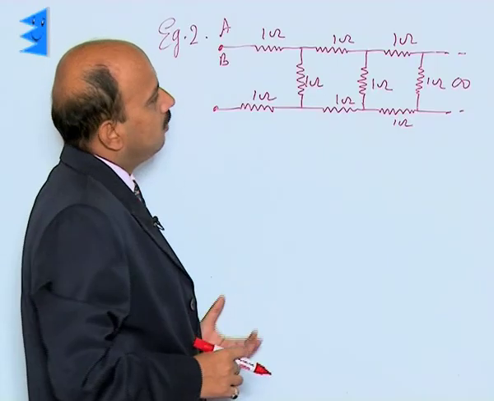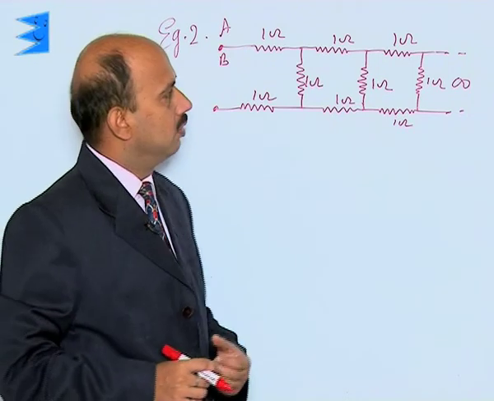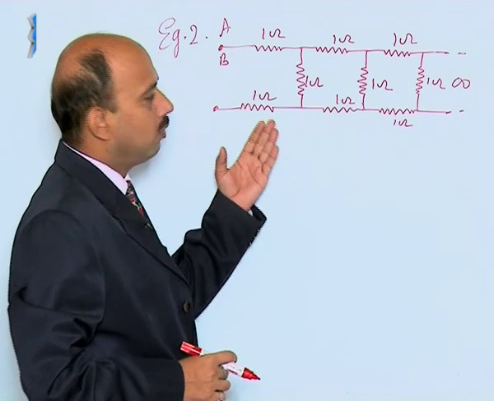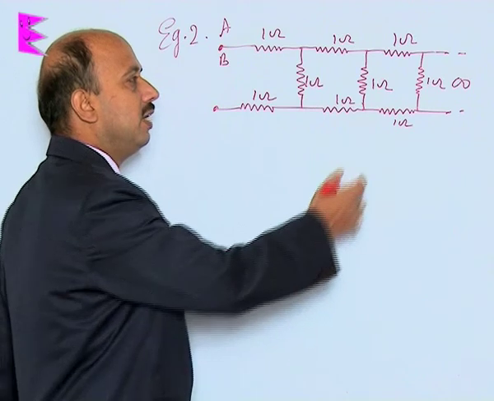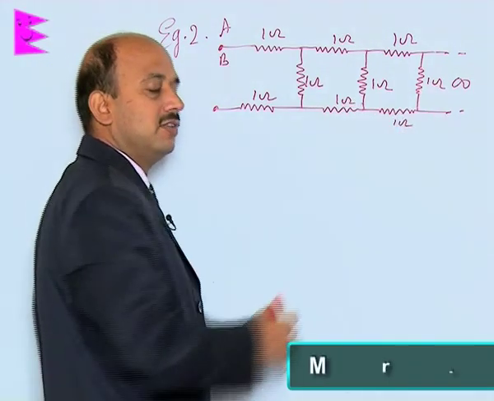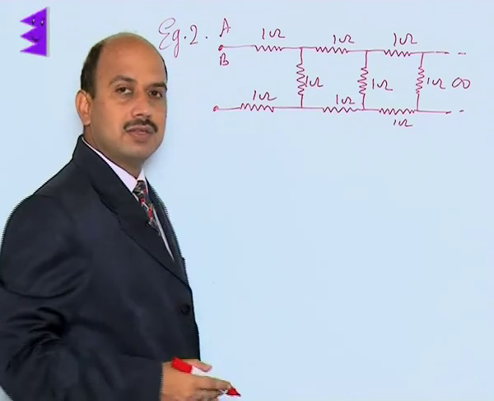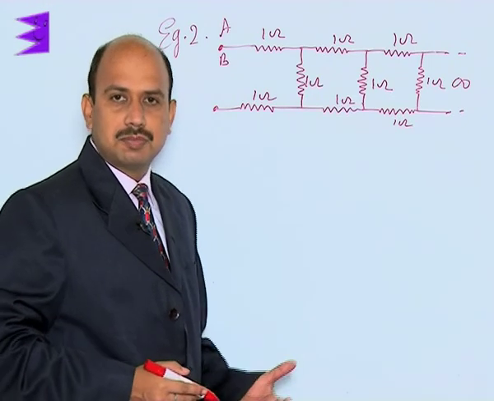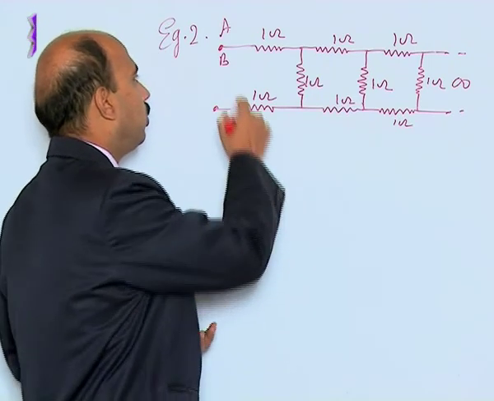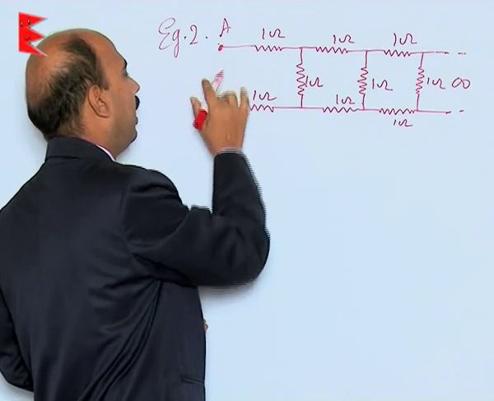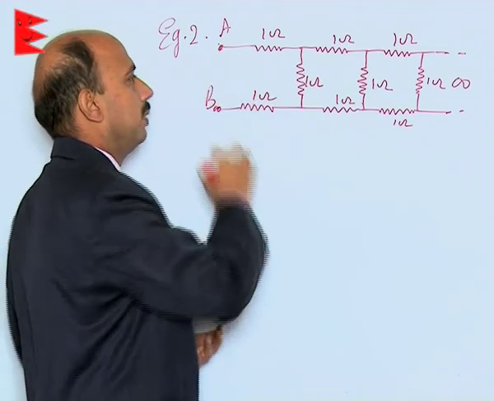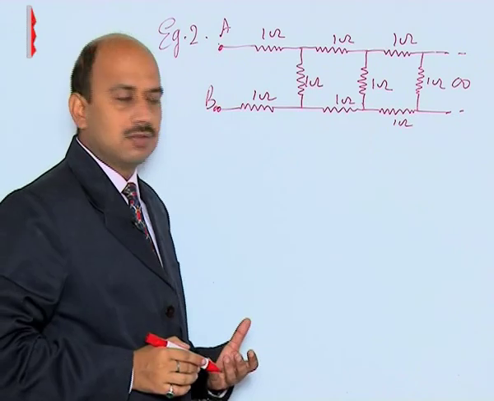Now say this is the network of resistances given here. Every resistance has a value of 1 ohm and this network is of infinite steps. So, this is actually called a ladder made of resistances having infinite steps. Now, we have to calculate the total resistance between A and B, these two terminals. What is the total resistance?